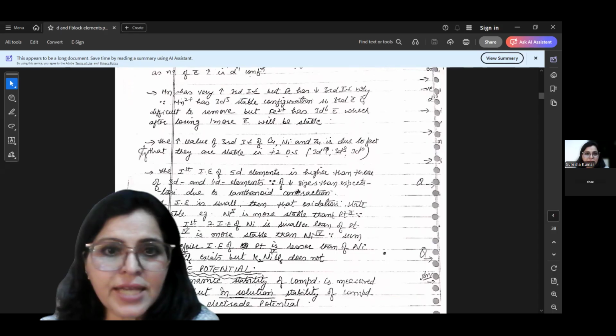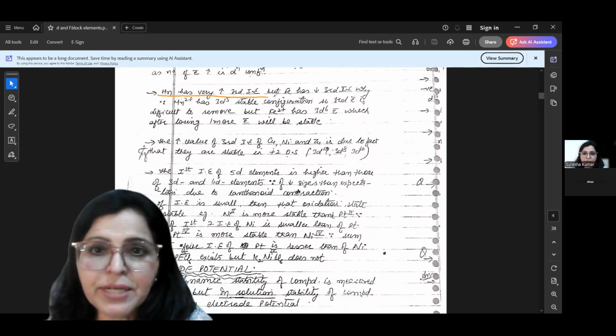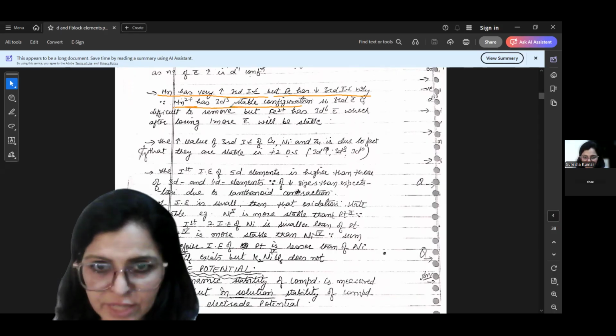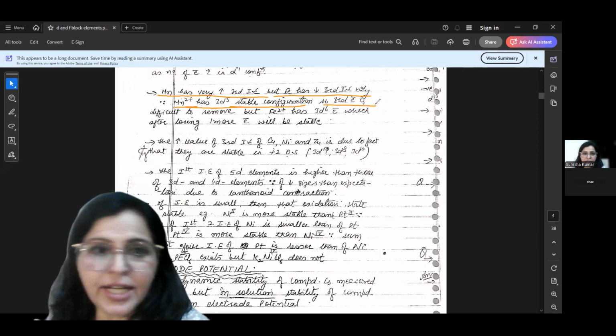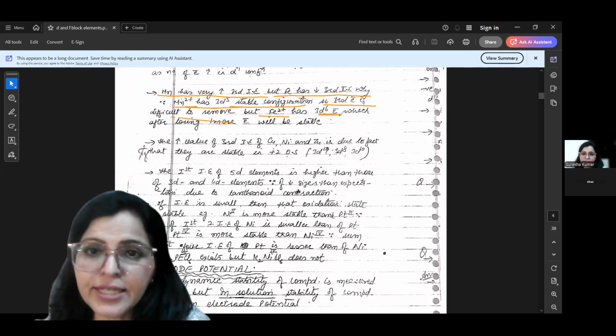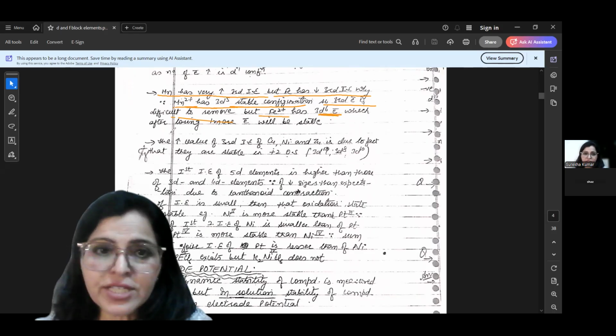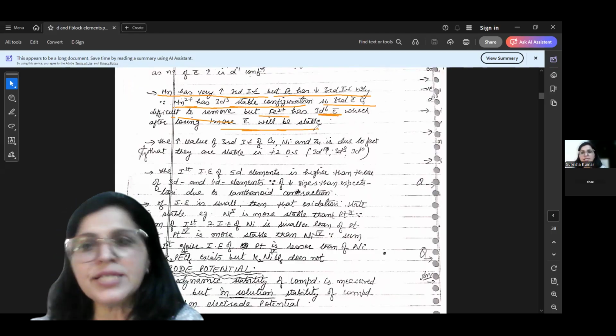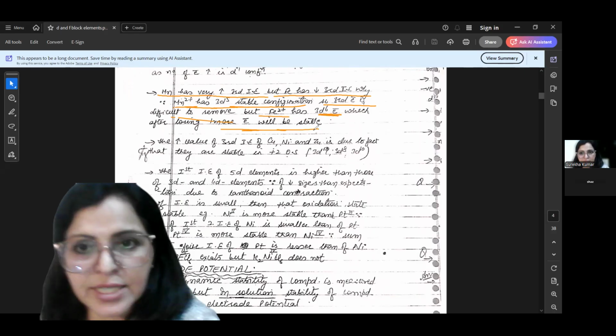So manganese has very high third IE, but iron has smaller third IE. Why? Because manganese 2+ has a stable 3d5 configuration, so the third electron is difficult to remove. But iron 2+ has a 3d6 configuration, which becomes stable after losing one more electron. In comparison to manganese, iron can lose the third electron easily.